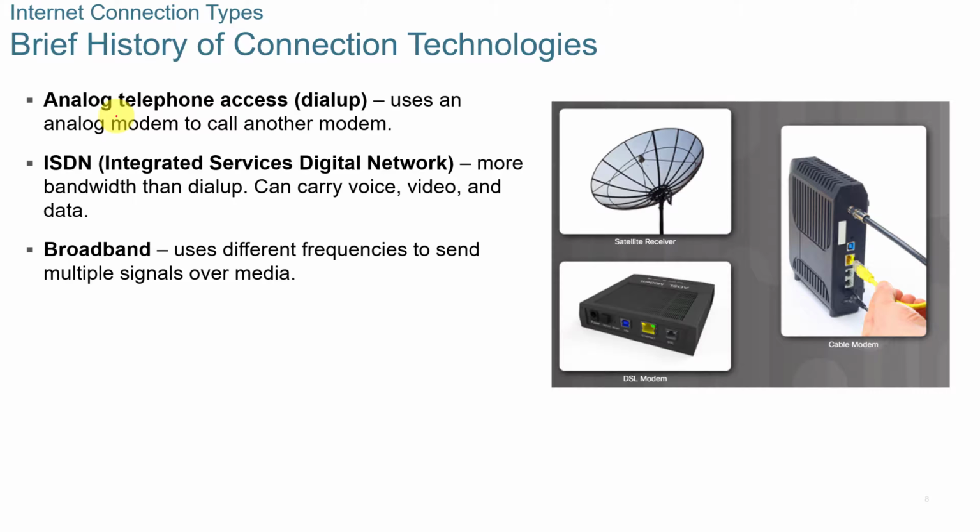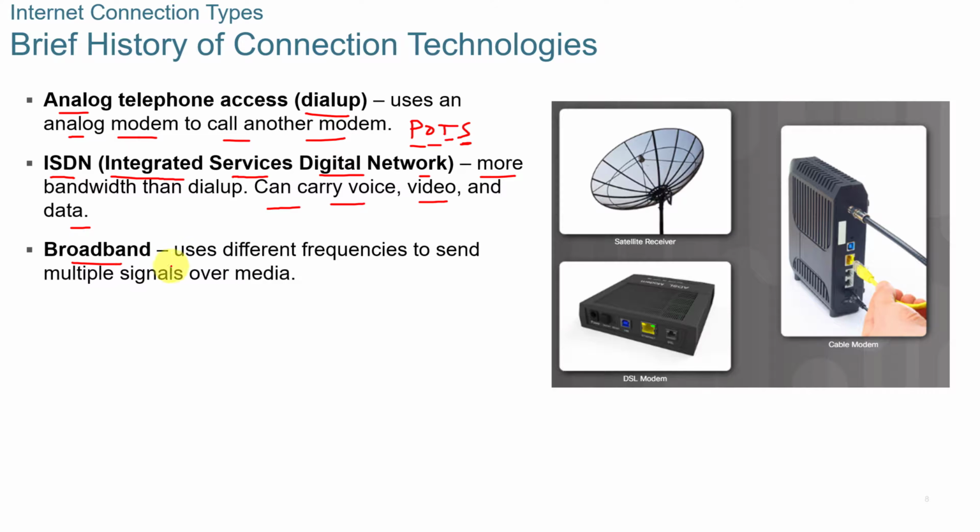One of the historical connections to the internet is dial-up, or what we call the POTS line, P-O-T-S. That was the plain old telephone service. You may see that at some point, but that was analog. That used an analog modem to call another modem. You had ISDN, that was Integrated Services Digital Network. You may come across these in some more remote areas. They can carry voice, video, and data.